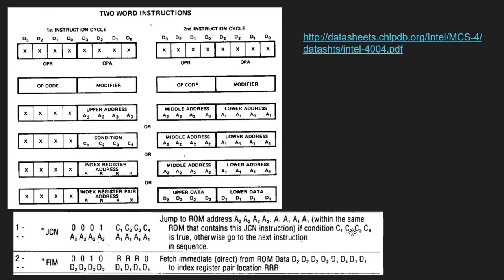And there are other possibilities. I've included here only two examples. For example, this JCN, jump to ROM address. It contains the opcode 0001 binary, so this is one decimal. Then there is a condition, which of course can be decoded based on the flags. And if this condition is true, it will go to this address specified in the second byte of the instruction. But this address would be in the same ROM that contains this JCN instruction.